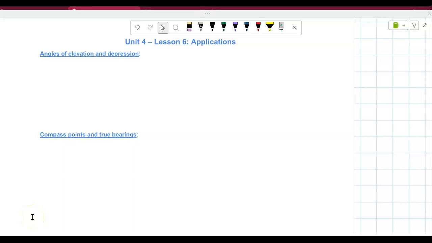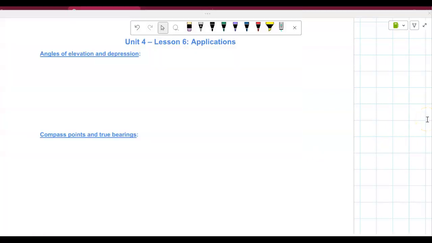Angle of elevation. So basically you have to always think where the observer is. So if you're looking at the top, that's the angle of elevation.